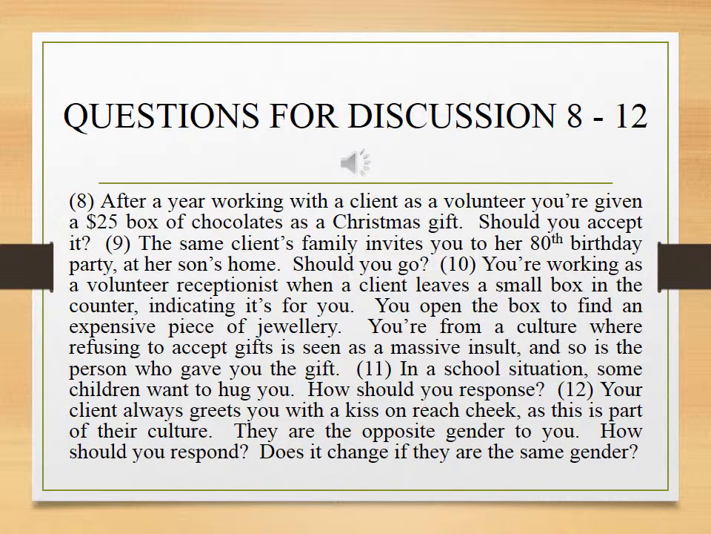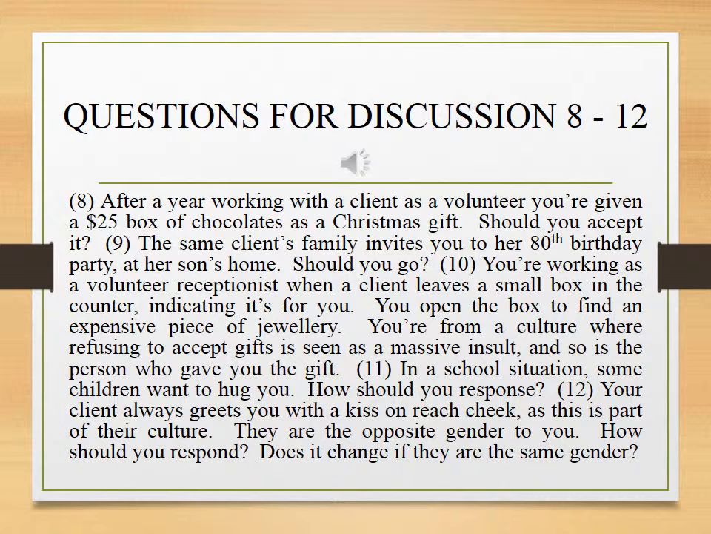Questions for discussion 8 to 12. 8. After a year working with a client as a volunteer, you're given a $25 box of chocolates as a Christmas gift. Should you accept it? 9. The same client's family invites you to her 80th birthday party at her son's home. Should you go?